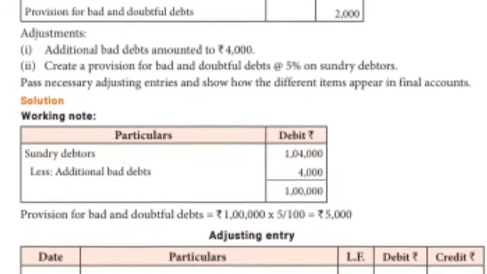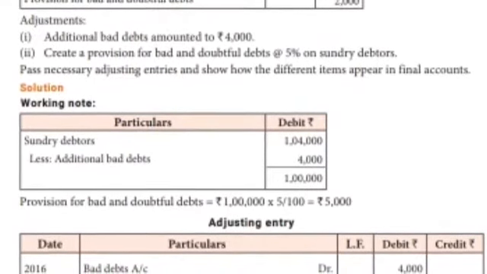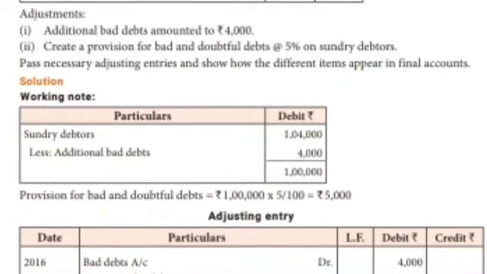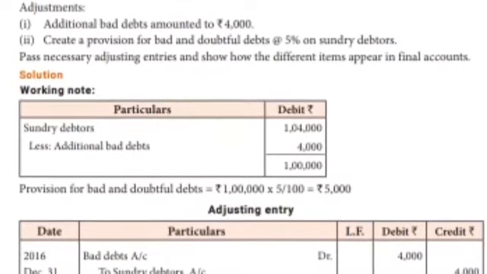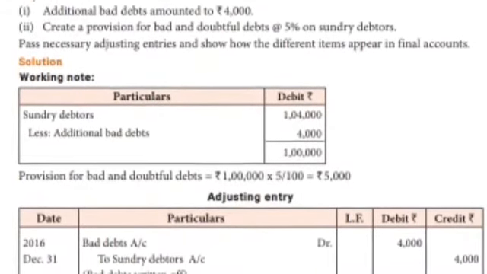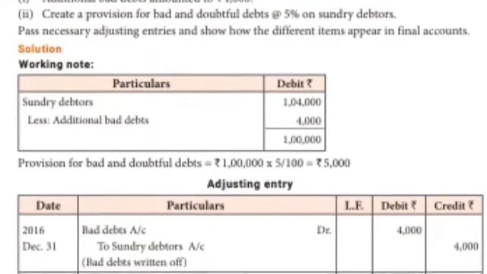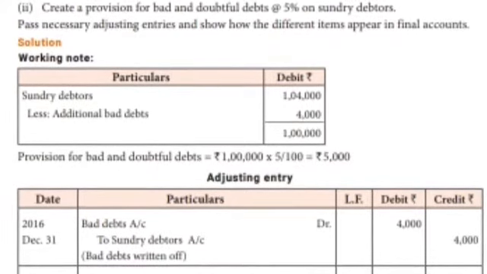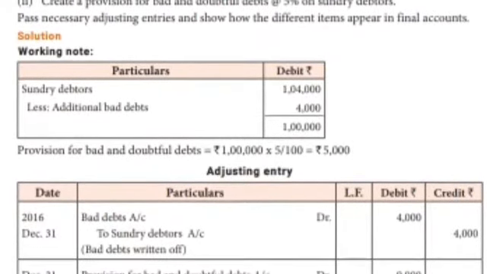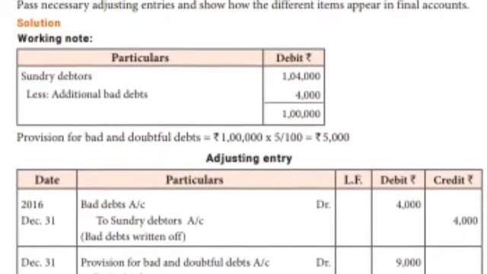Okay children. Adjusting entries: bad debts account debit to sundry debtors 4,000. Provision for bad and doubtful debts account debit to bad debts. Profit and loss account debit to provision for bad and doubtful debts 12,000. How does it come? See here in your textbook, page 294: 9 plus 5 minus 2. So 9 plus 5 is 14, minus 2 is 12.